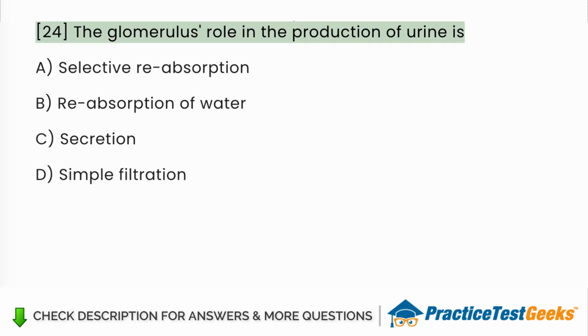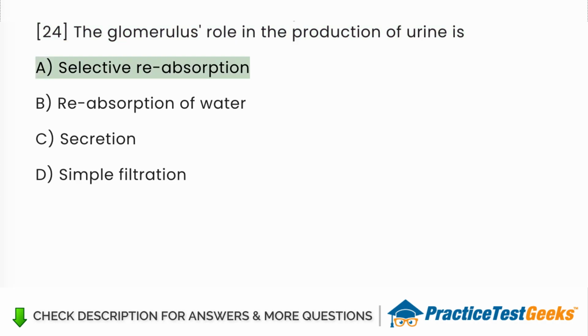The glomerulus's role in the production of urine is A. Selective reabsorption. B. Reabsorption of water. C. Secretion. D. Simple filtration.